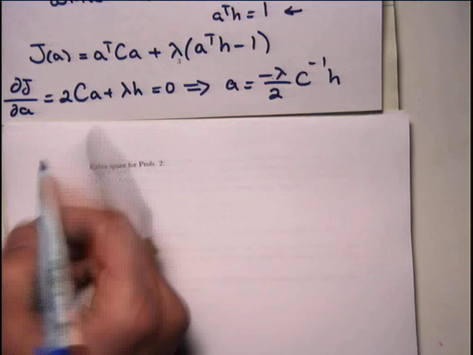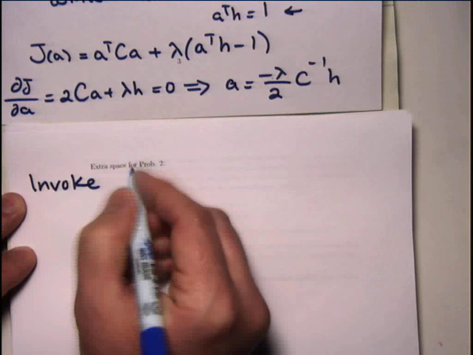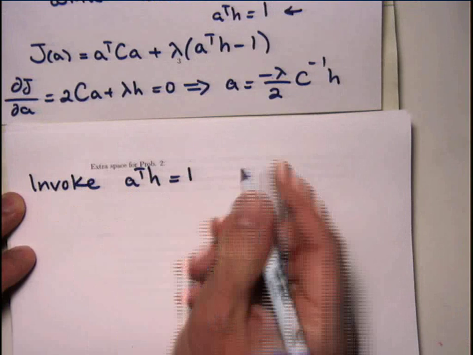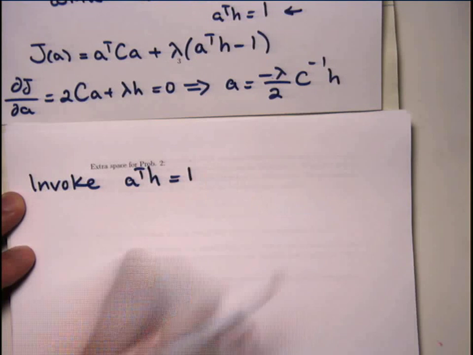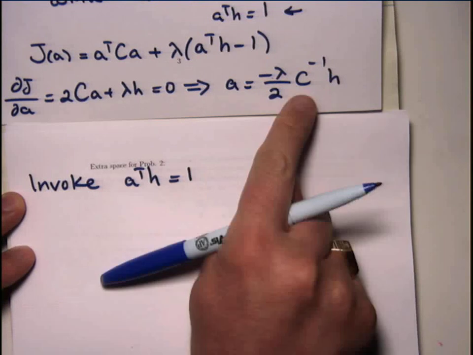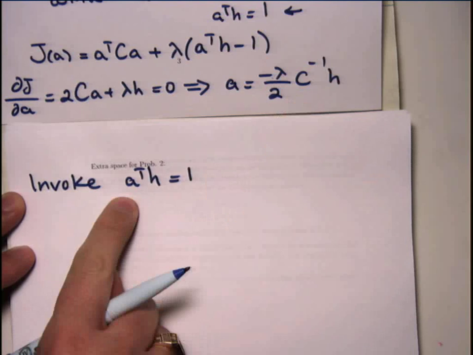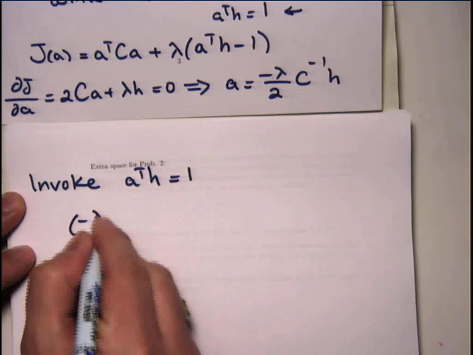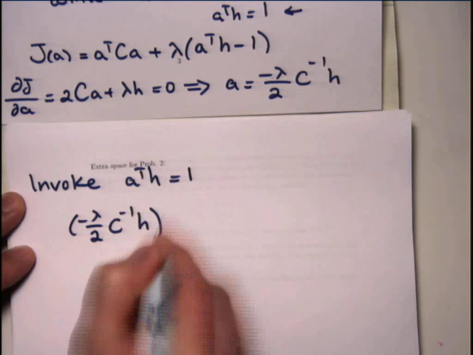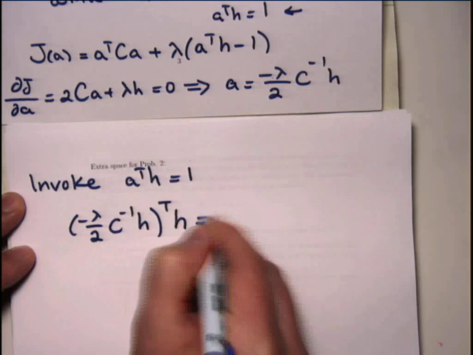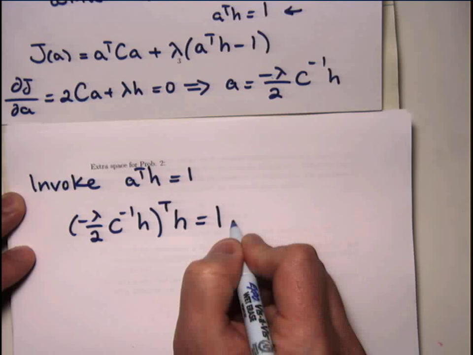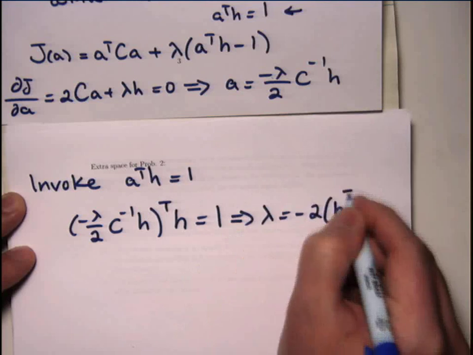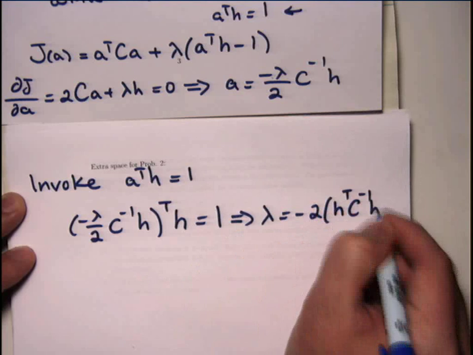So now you invoke the constraint A transpose H equals 1. How do you invoke this constraint? Well, you just take this and plug it in here. And so what you get is minus lambda over 2 C inverse H transpose H equals 1. And that says lambda is equal to minus 2 times H transpose C inverse H inverse.